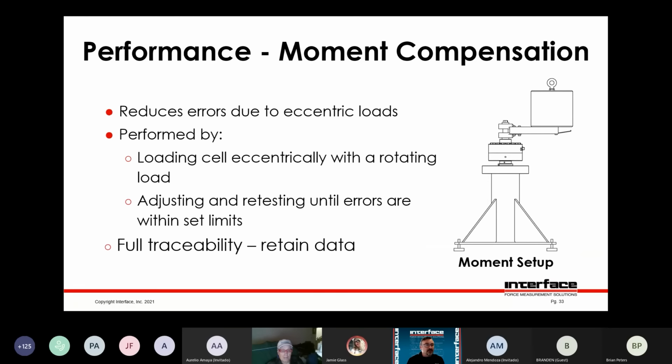Let's see. We actually moment compensate every low profile load cell. It's a labor intensive process where we test, repeat, test again, adjust, test until we pull them into a very tight specification. So we actually load the load cell eccentrically, rotate the load, measure, make adjustments. It's fully traceable, so all the moment adjustments we do on every single one of our low profile load cells are recorded, and you could ask to see it for one of your load cells. We could provide that information.